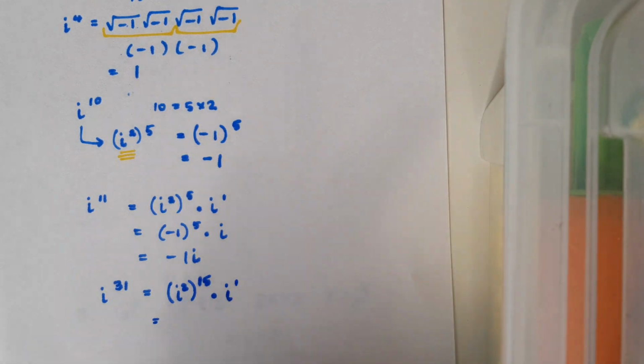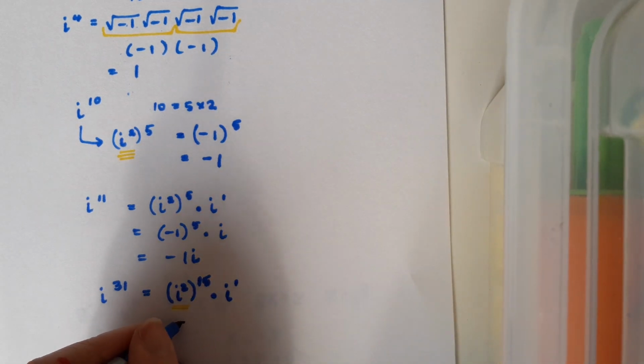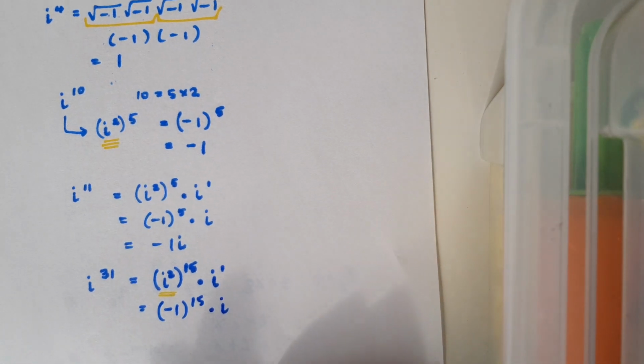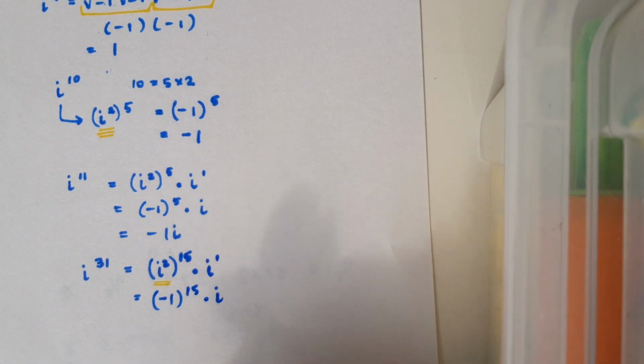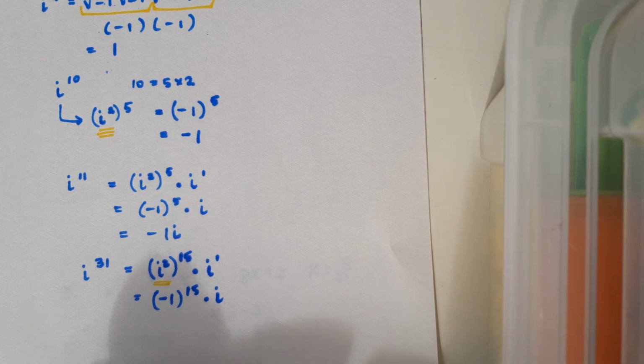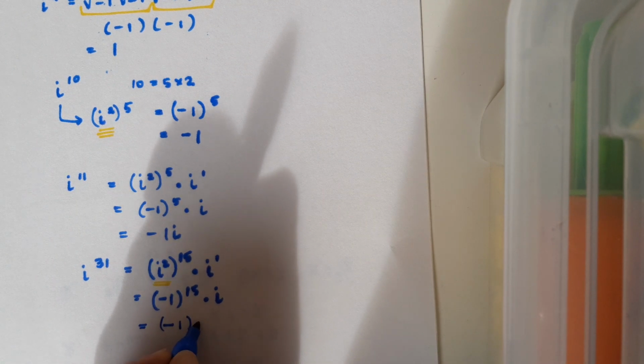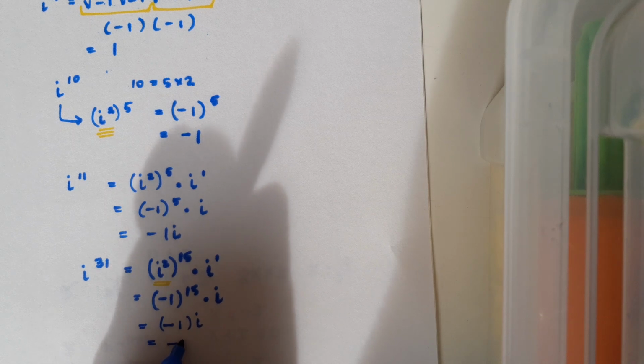And then, of course, whenever I see the i squared, I can replace it with minus 1. So I've got minus 1 to the power of 15 times i. And don't forget, when you're putting a power on a negative number, if you put an even power on a negative number, you're going to end up with a positive result. But if you put an odd power on a negative number, you're going to end up with a negative result. So in this case, I'm going to end up with negative 1 times my i, which is negative 1i.